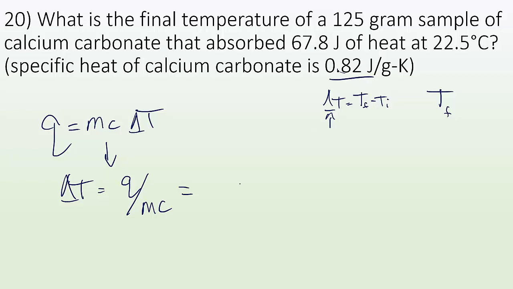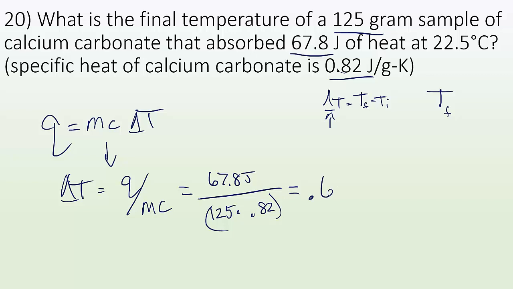So let me take a look. We want Q first. So what is Q? It says absorbs 67.8 joules. So that's going to be my Q, 67.8 joules divided by the mass, which they tell me is a 125 gram sample, so 125 times the specific heat of 0.82. And when I do that, I get a delta T of 0.66 degrees Celsius. So now am I going to go up in temperature or down in temperature? Well, it says it absorbed the heat, so it's going to get hotter. It wants the final temperature after absorbing heat, so we're going to go up.